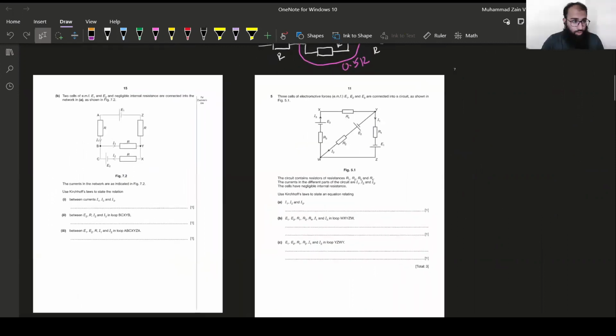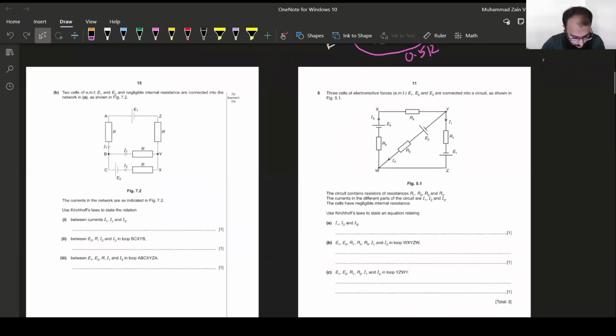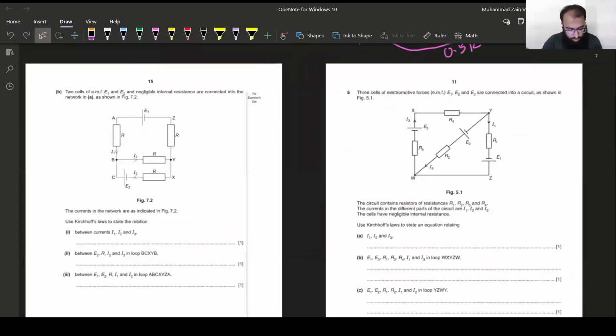Okay, so coming to the actual questions for today, Kirchhoff's law, and this is one of the important parts. Two cells of EMF E1 and E2 of negligible internal resistance are connected into the network in A, as shown in figure 7.2. The currents in the network are as indicated in figure 7.2. So these directions of current and these values I1, I2, I3. Use Kirchhoff's law to state the relation between currents I1, I2, and I3.